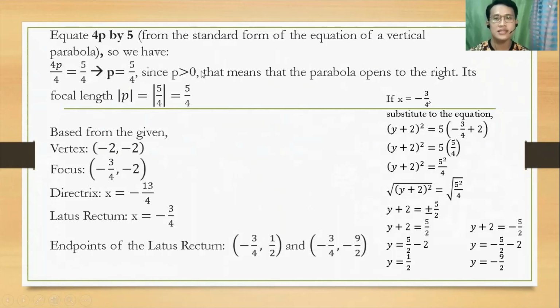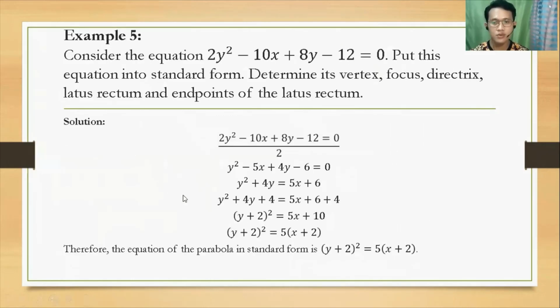Since p is greater than 0, that means that the parabola opens to the right. Yes, greater than 0. Take note. Its focal length by finding the absolute value of your p, that's 5 over 4. And based from the given, we have the vertex negative 2, negative 2. Okay, here, negative 2, negative 2.